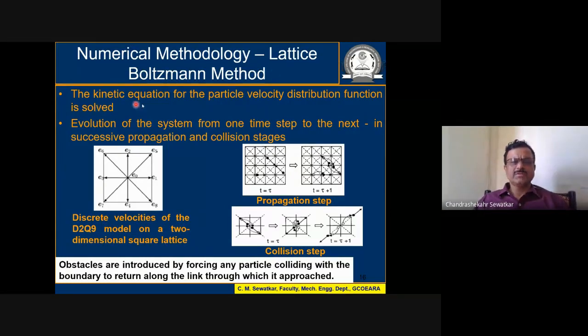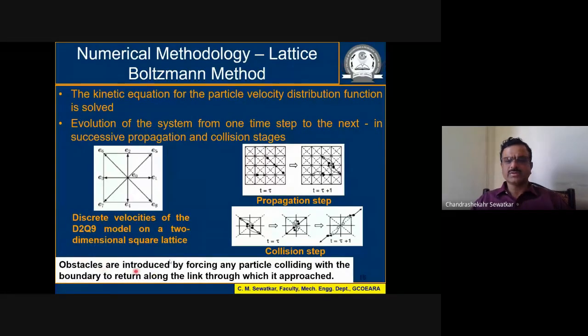So in the Lattice-Boltzmann method, I will tell you this method in a nutshell. The kinetic equation for the particle velocity distribution function is solved, evolving the system from one time step to the next. The successive propagation and collision steps take place. There are certain nodes, every fluid particle is considered as a node, and then there are adjoining nodes and discrete velocities. There are certain models available. For example, for two-dimensional, there are 9 nodes used in the methodology, so the D2Q9 model on a two-dimensional square lattice is used.